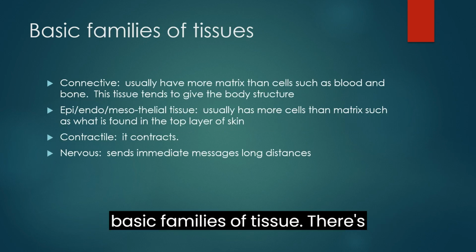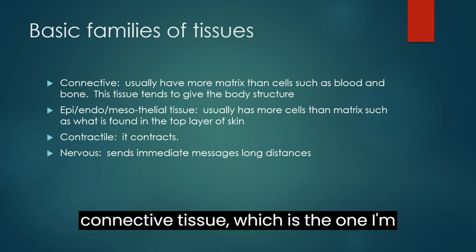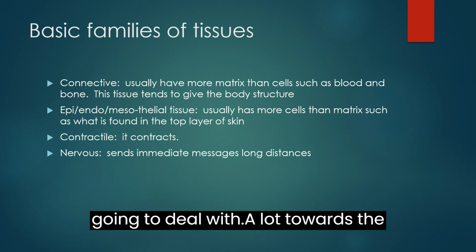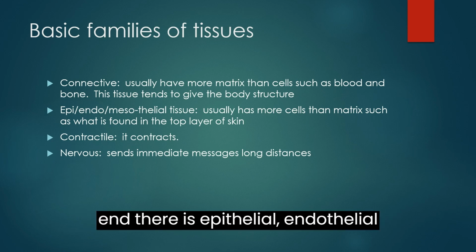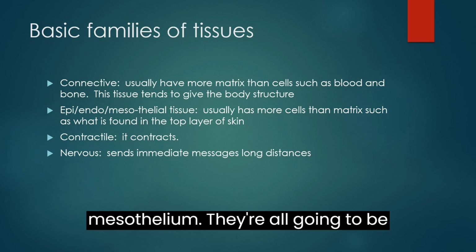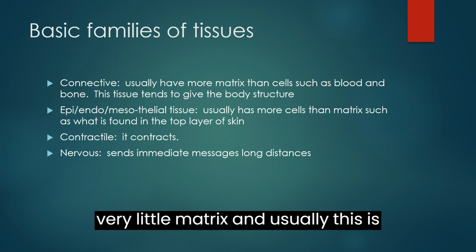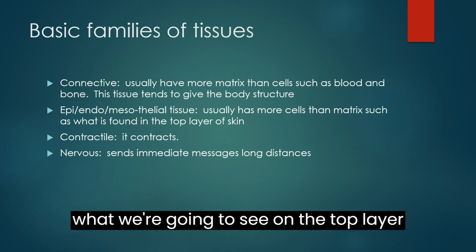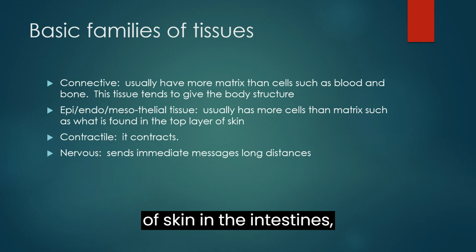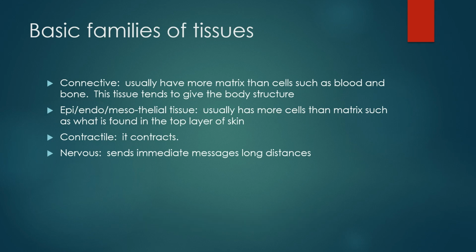Now, there are four basic families of tissue. There's connective tissue, which is the one I'm going to deal with a lot towards the end. There's epithelial, endothelium, mesothelium. They're all going to be about the same. What they have is a lot of cells, very little matrix, and usually this is what we're going to see on the top layer of skin, in the intestines, lungs. I'll show you those as we go along.